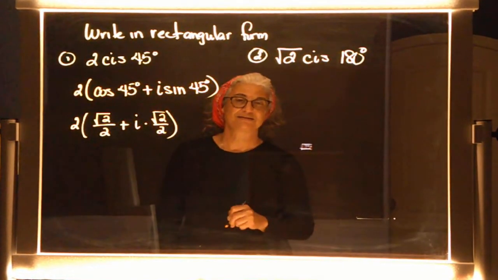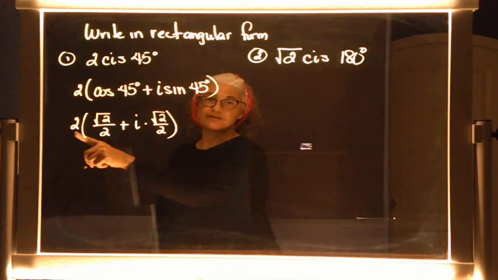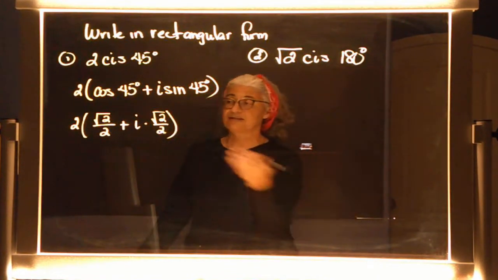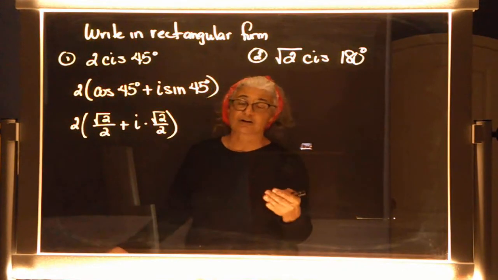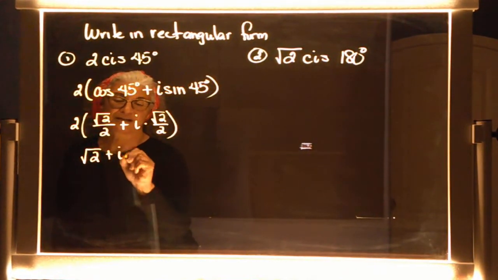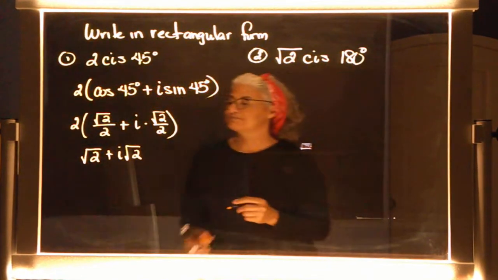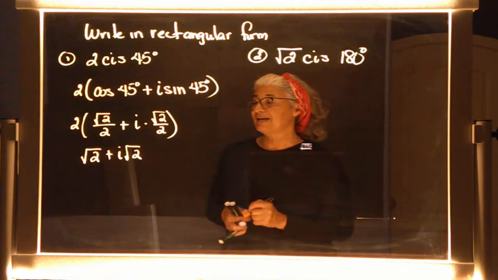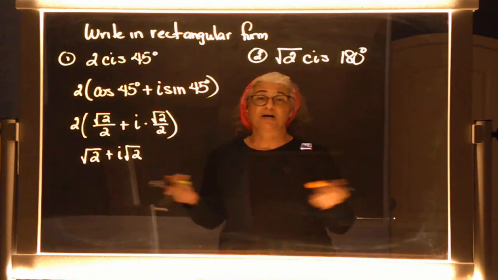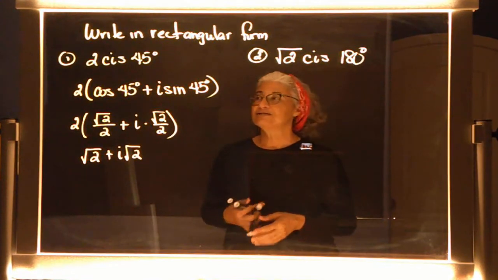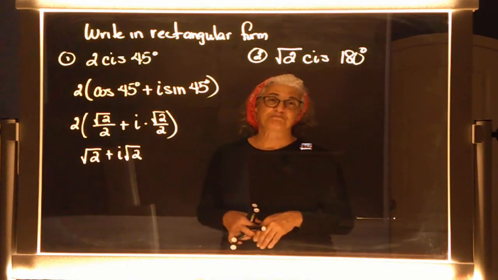Right? And if you distribute this r through, I'll get rid of the r, won't I? Because technically this 2 on the outside is the r. And when you do that, you end up with square root of 2 plus i square root of 2. Isn't that the rectangular form? Isn't that x plus i times y? Lovely. With me? It's almost quicker to go backwards, isn't it?